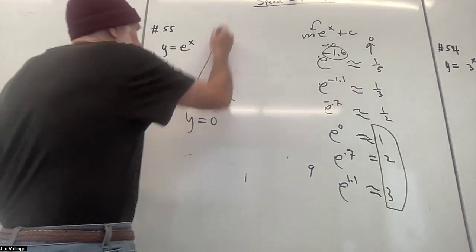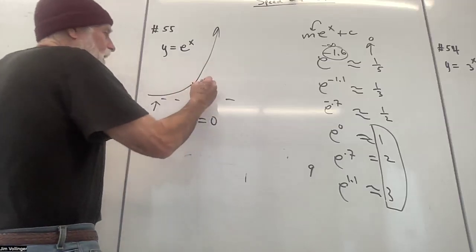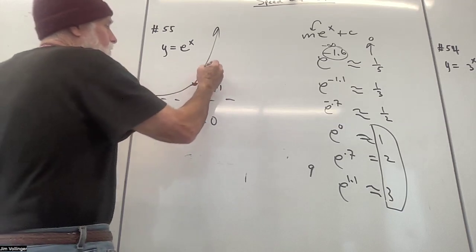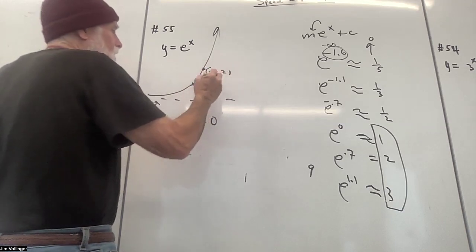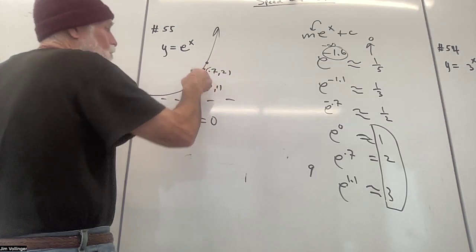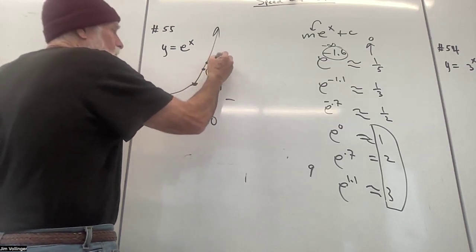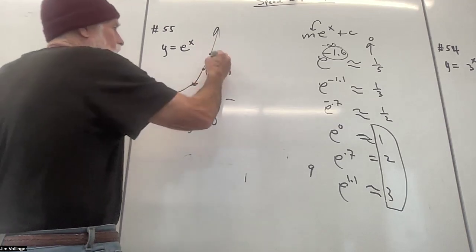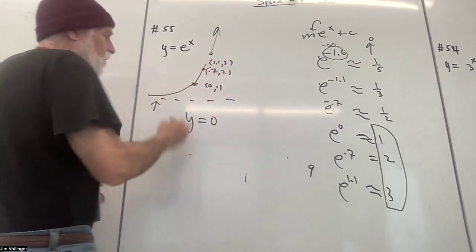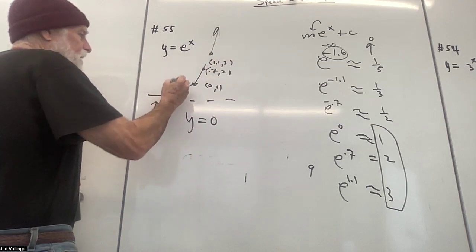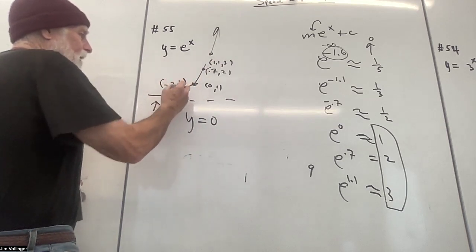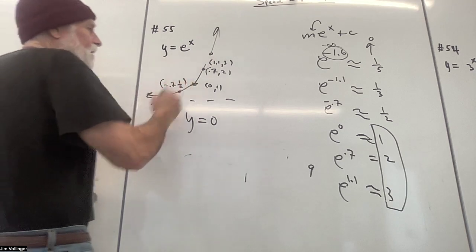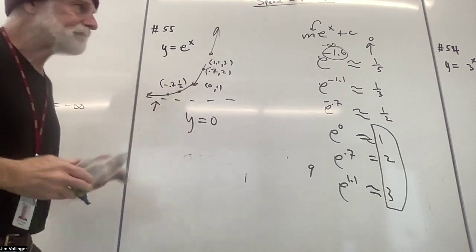So let's just label some of the values. 0 gets me 1. 0.7 gets me 2. How about we say 1.1, which isn't too much further from 0.7. 1.1, of course, gets me 3. I got to do the same jumps, right? And over here, we got negative 0.7 getting 1/2, negative 1.1 getting 1/3, negative 1.1 getting 1/6. Put some arrows on there, and you got a nice graph.